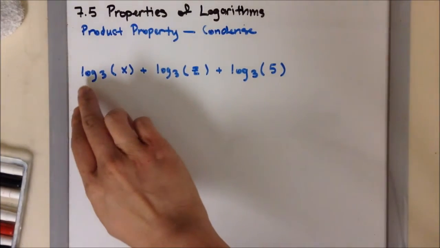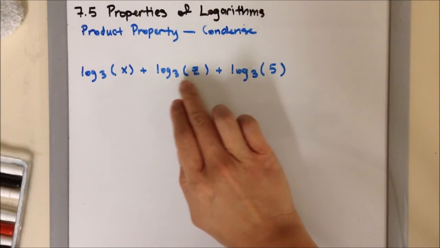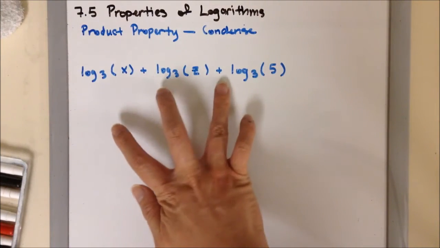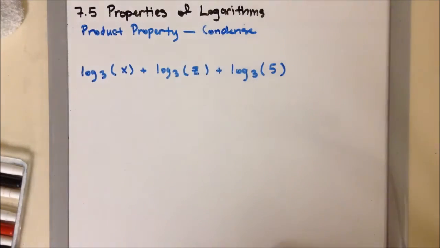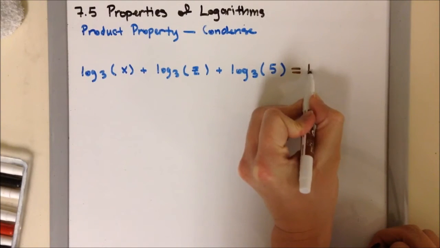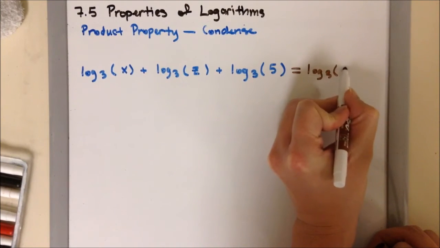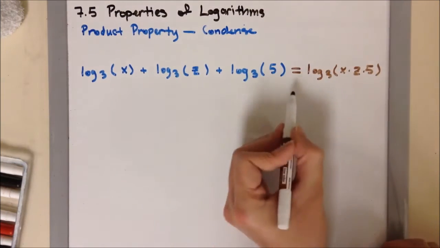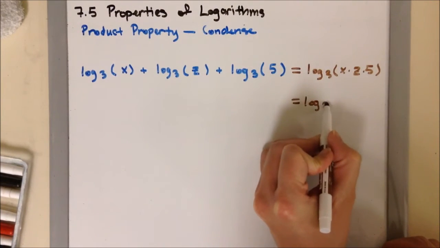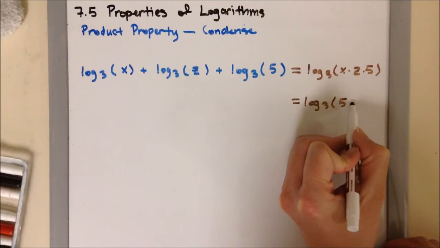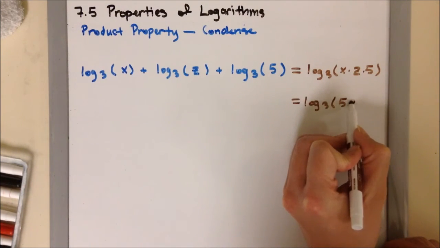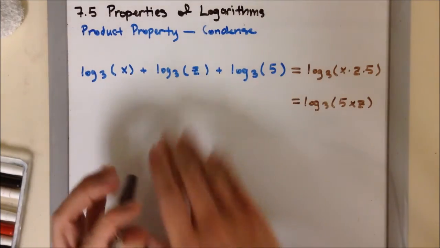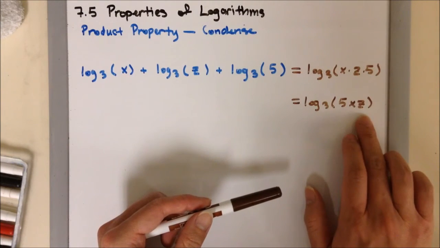In this example, we have log base 3 of x plus log base 3 of z plus log base 3 of 5. They all have the same base and they all have the pluses, so we can condense into a single log. So log base 3 of x times z times 5. Now to simplify, I'm going to rewrite it as log base 3 of 5, and then put my variables in alphabetical order, x, z. So this will be my condensed form for this example, log base 3 of 5xz.